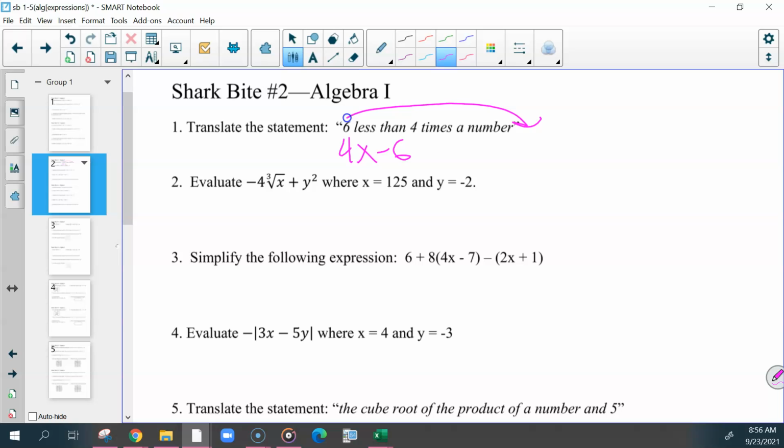I saw different answers for number 2, so I'm going to work that one out. This is a cube root, so we're going to put 125 in. If you wanted to, you could put parentheses around that. When you put in this negative, you should be putting it into parentheses and putting the square on the outside.